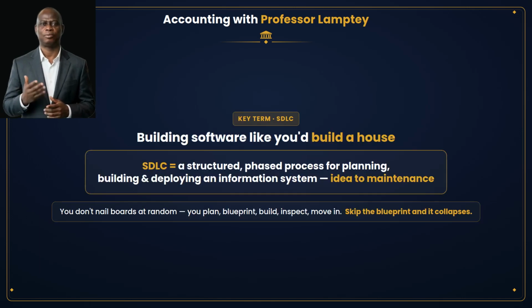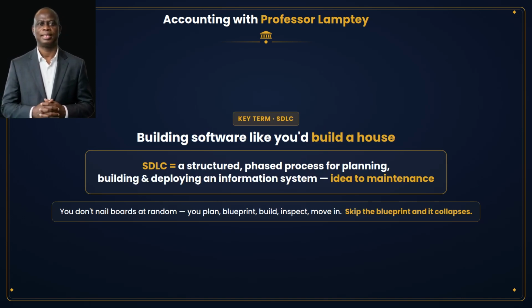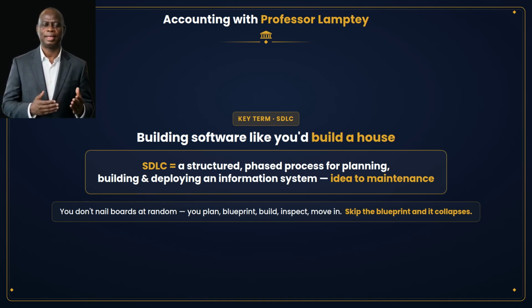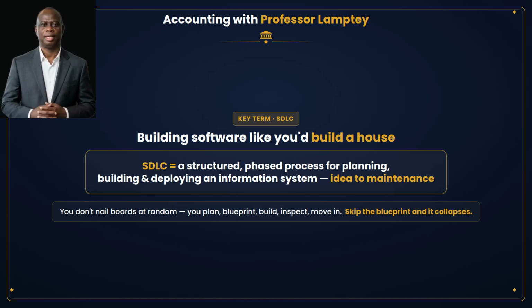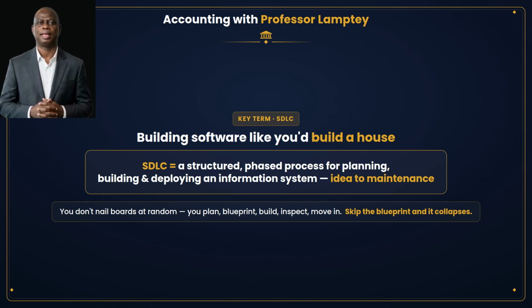Let's define it. Write this down. The System Development Lifecycle is a structured phase process for planning, building, and deploying an information system, from the first idea all the way to ongoing maintenance. Think of building a house. You don't start nailing boards together. You plan, you get a blueprint, you build, you inspect, then you move in. Skip the blueprint and the house may collapse. The SDLC is that discipline for software. Each phase in order, each one building on the last.